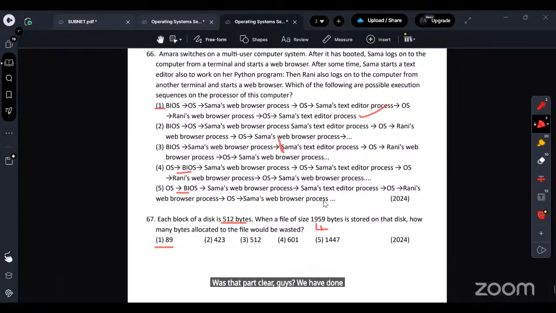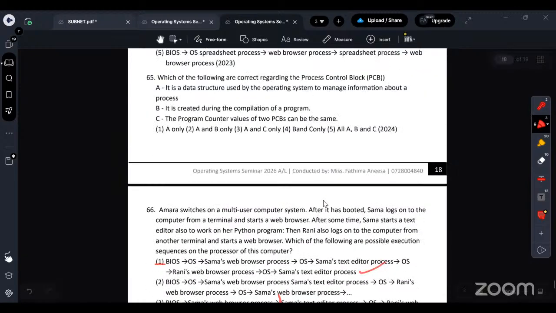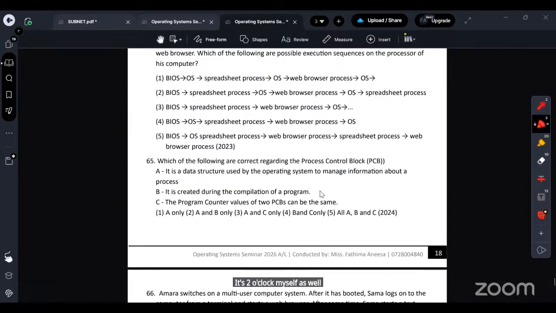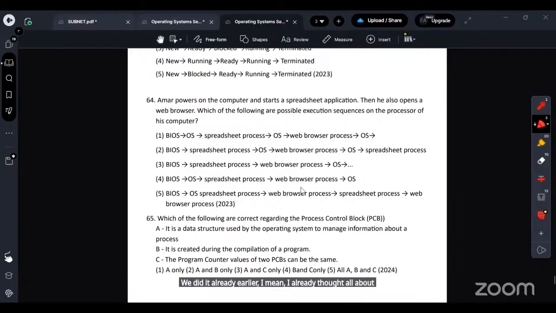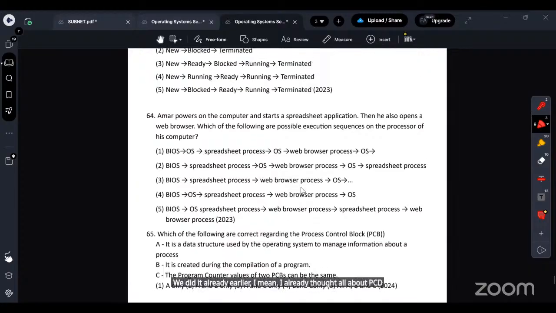It's 2 o'clock as well. This PCB question, we did it already earlier. I mean, I already taught all about PCB. Also, the answer is 1.